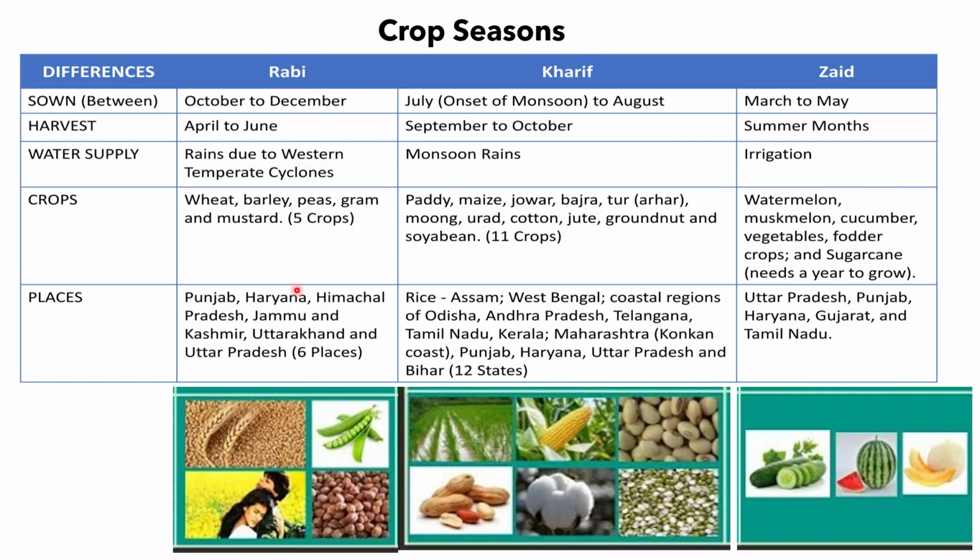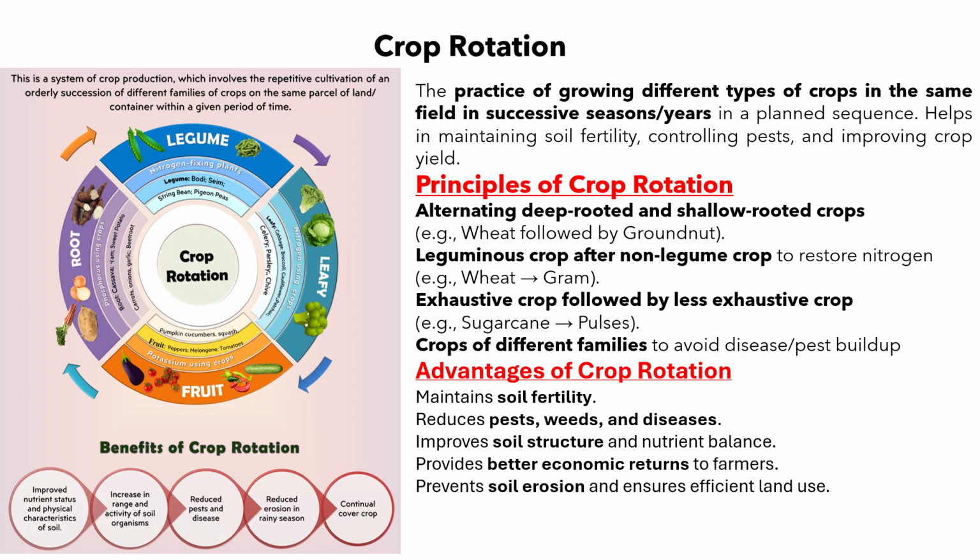Examples of Rabi crops are wheat and mustard. For Kharif you can take rice and maize. For Zaid we can take watermelon and cucumber. So crop selection generally depends on the rainfall and climatic conditions.